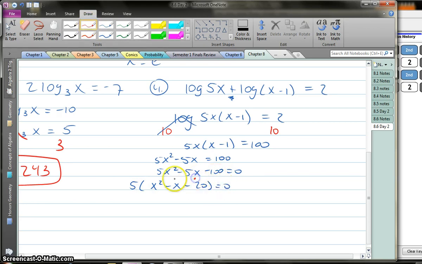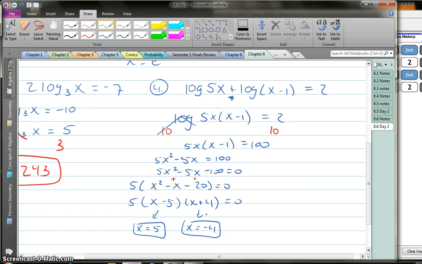Two numbers that multiply to negative 20 and add to negative 1 is x minus 5, x plus 4. And you still have your 5 out front. So my two solutions are x equals 5 and x equals negative 4. Now, whenever we get solutions, we have to be careful to check for extraneous solutions.